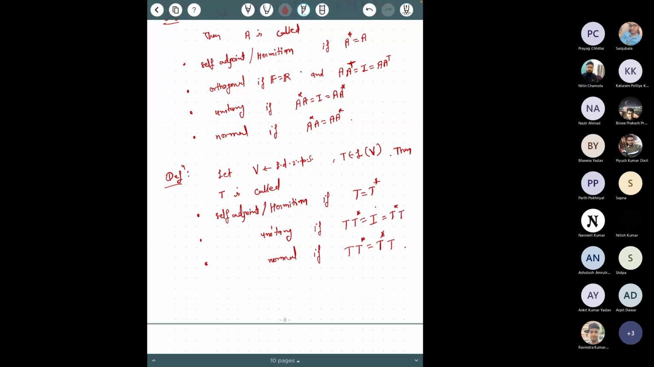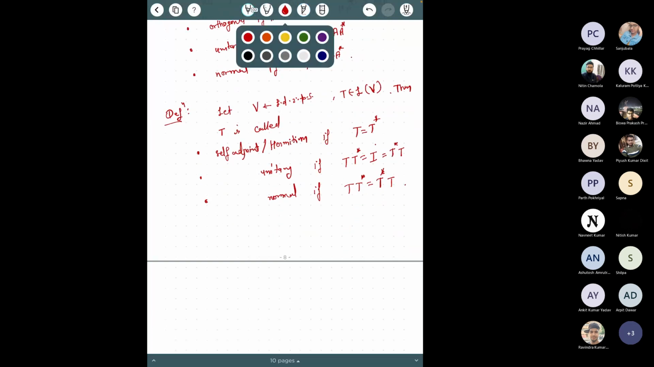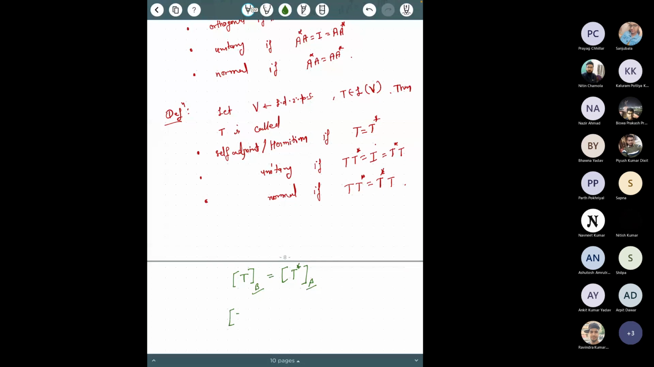So what I'm saying is the following: can we say that if T is self-adjoint, or Hermitian, then the matrix of T is the same as the matrix of T star, with respect to some basis? Or when T is unitary, then the matrices of T and T star satisfy this relation, similarly for a unitary matrix also. And the answer is yes, you can do that. One can prove that the matrix representation of this kind of operators also satisfies a similar kind of relation. So let me write this result here.